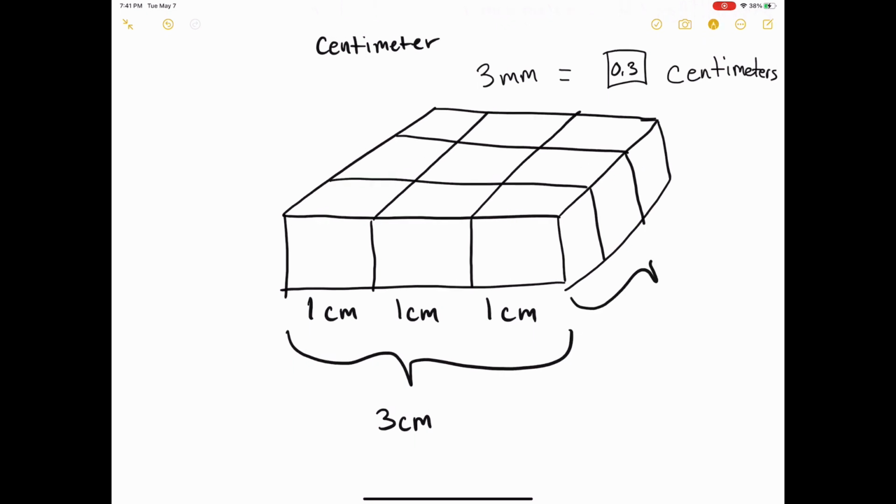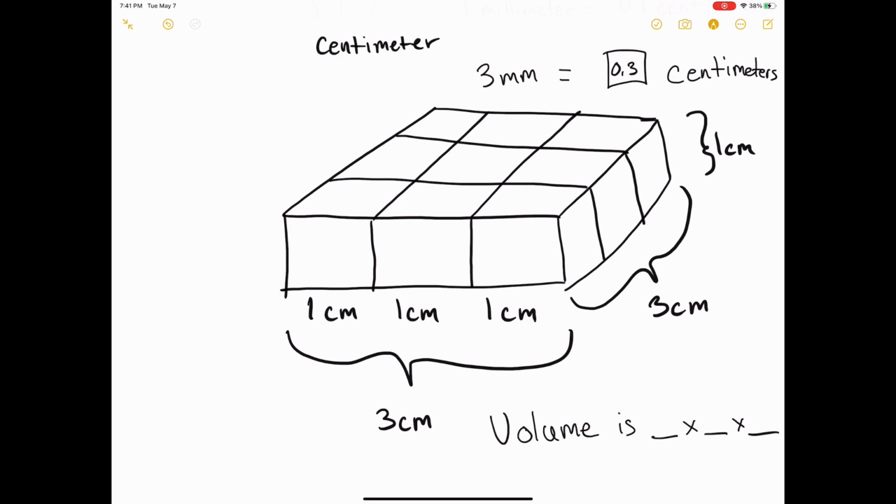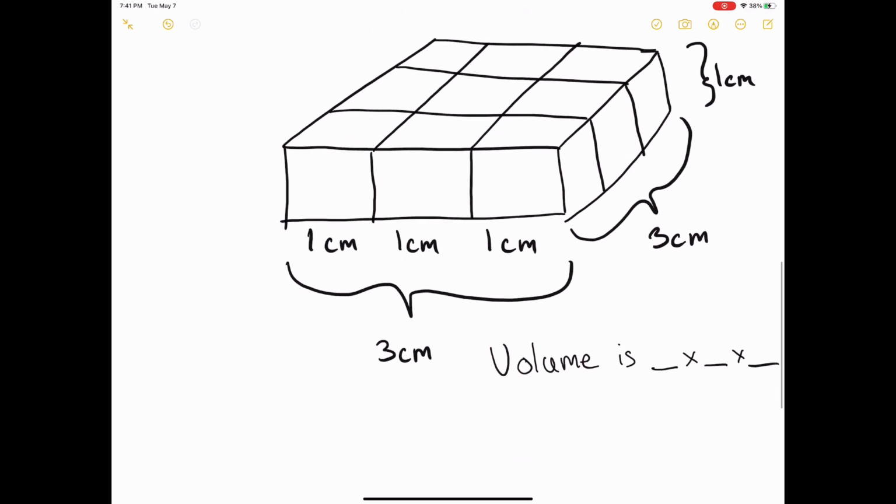Going up the far side, that's also 3 centimeters. And then it's going to be exactly 1 centimeter tall. Okay, now we have this, so we need to calculate its volume. If it's 3 centimeters by 3 centimeters by 1 centimeter high, how do we calculate volume? Volume is something times something times something. Fill in the somethings. What's volume? You know this from math.